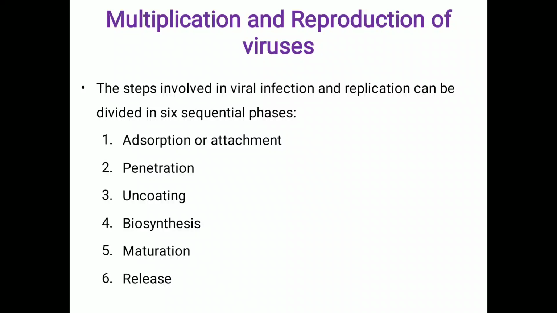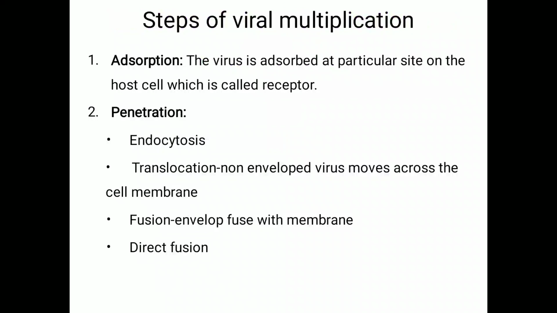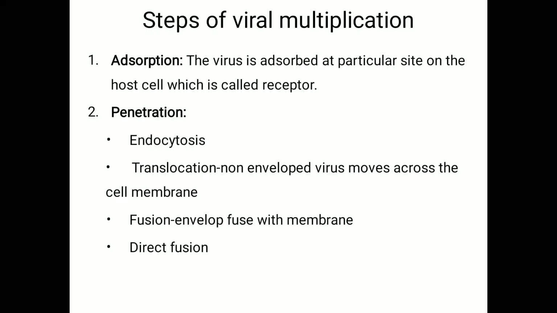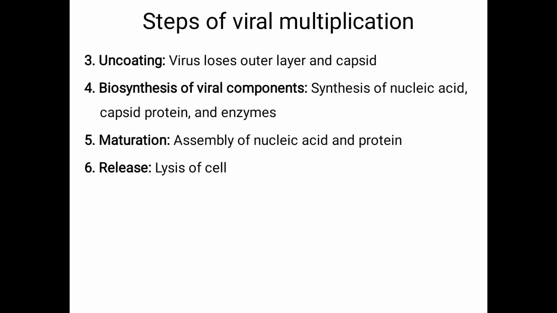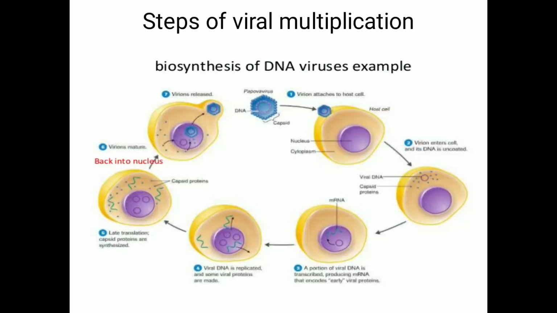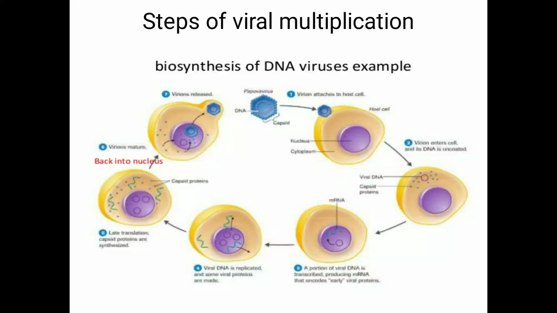The steps of virus infection and replication can be divided into six sequential phases. Those phases are adsorption or attachment, penetration, uncoating, biosynthesis, maturation and release. We will see these steps one by one. The first step is adsorption. The virus is adsorbed at a particular site on the host cell, which is called a receptor. In the image you can see the first step: a polyhedral virus, which has DNA, attaches to the host cell.